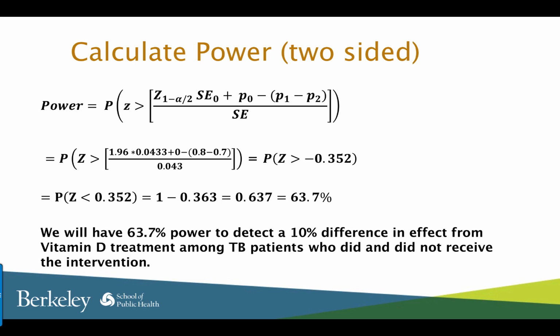We have a two-sided test and a z-score of 1.96, and you just need to plug in the rest from the previous slides, and you get a power of 63.7% to detect a 10% difference in cure rates based on receipt of vitamin D, right? It's 10% because 80% minus 70% is 10%. So this doesn't look like sufficient power. I mean, 63.7%, I would try to get more than that. So we may have to think about increasing the sample size or relaxing the type 1 error.